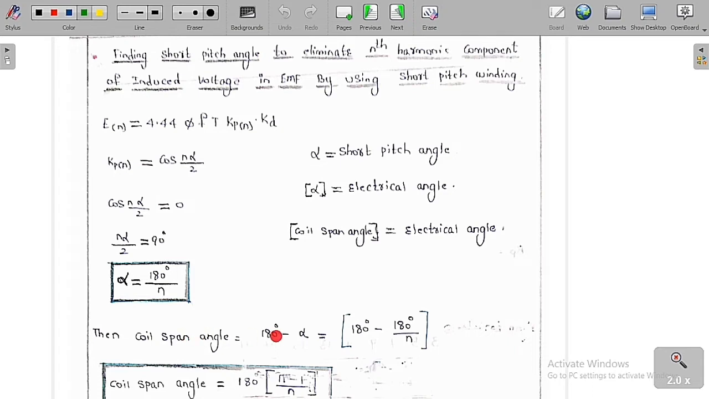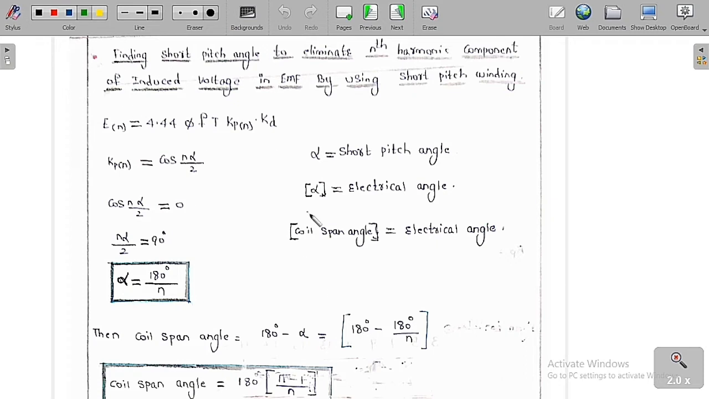Then what is the coil span? We can say that alpha is equal to 180 minus the coil span, where the coil span is the overall slot angle between the two slots that you are going to connect. So if alpha is equal to 180 degrees minus coil span, then coil span is equal to 180 minus alpha. What is alpha? The same formula, 180 degrees by n, substituted here. If you do the simplification, we get the coil span angle equal to 180 degrees into (n minus 1) by n. The unit of the coil span angle and the short pitch angle is the same, the electrical angle. This is a very important part that you always have to remember.